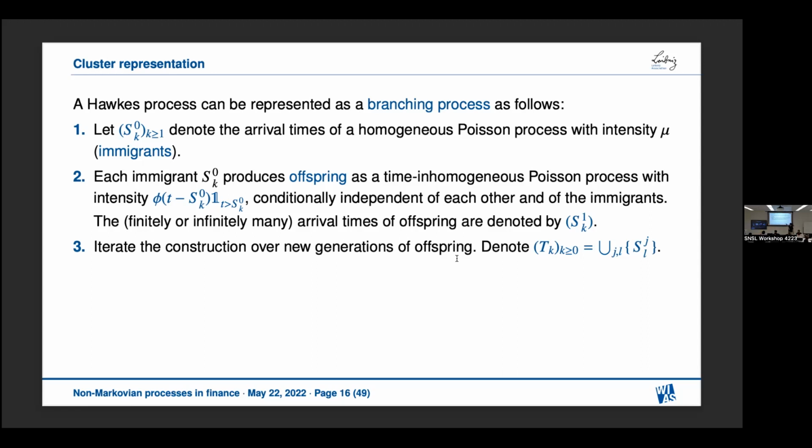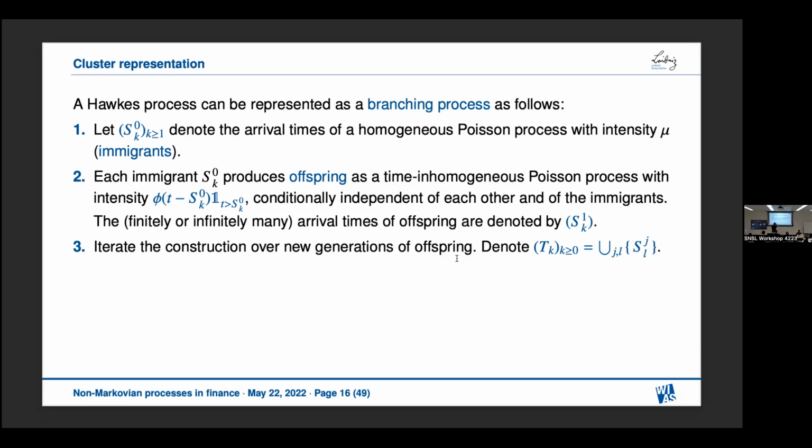Now, every immigrant, and actually every person, can have children. They produce offspring, and they do this as a time inhomogeneous Poisson process with an intensity phi of t minus the original arrival time of that particular person, be it an immigrant or the offspring of an immigrant. Of course, in our case, this is a decreasing function in time. All of this happens independently of each other.